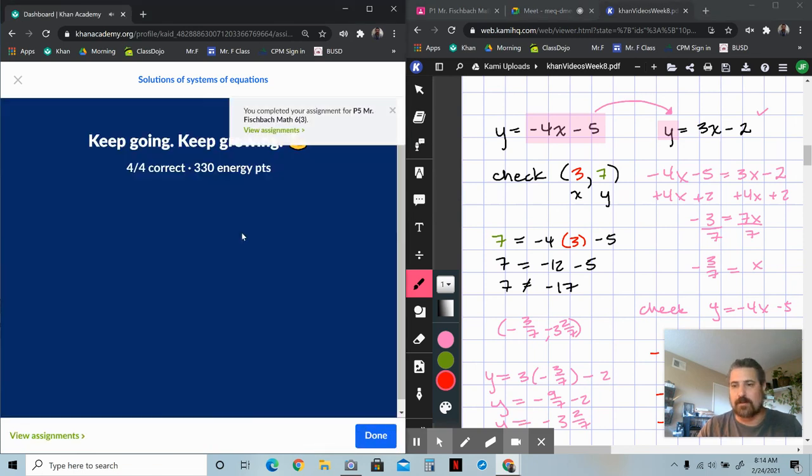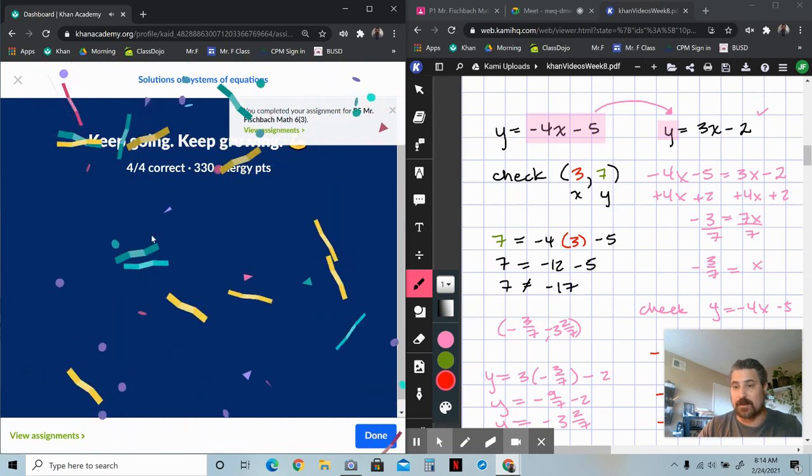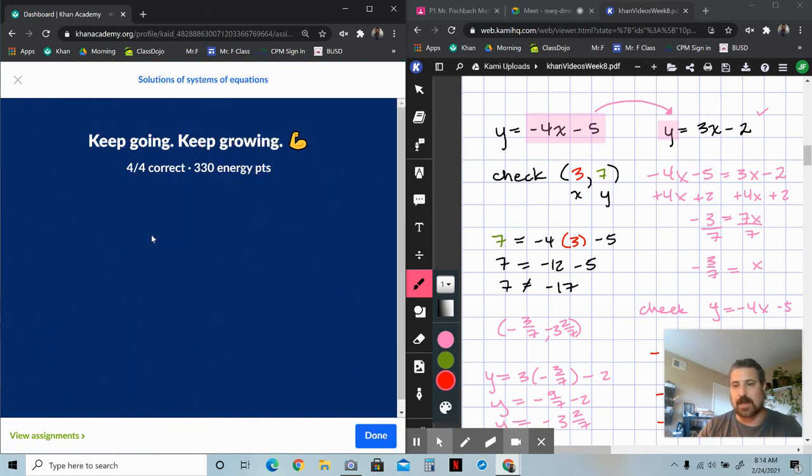And that's how you do these problems. I wanted to give you an example of how to solve it as well as check it, so you know how to check it and how to solve it, right? So if you're just checking it, it's easy. Just plug it in and see if it works. If you're solving it, then use the substitution method. It works really well.